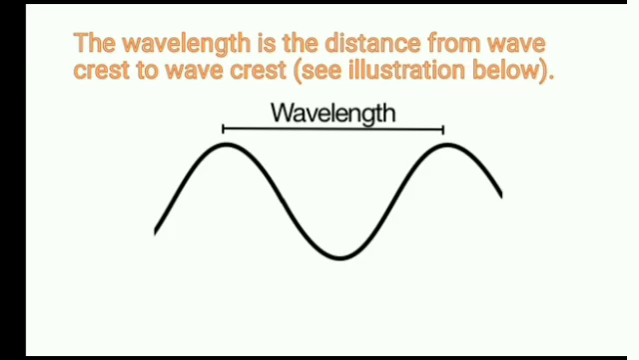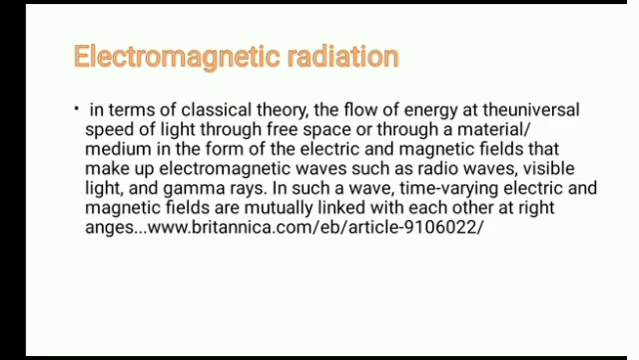Electromagnetic radiation. In terms of classical theory, it is the flow of energy at the universal speed of light through free space or through a material medium in the form of the electric and magnetic fields that make up electromagnetic waves, such as radio waves, visible light, and gamma rays. In such a wave, time-varying electric and magnetic fields are mutually linked with each other at right angles.